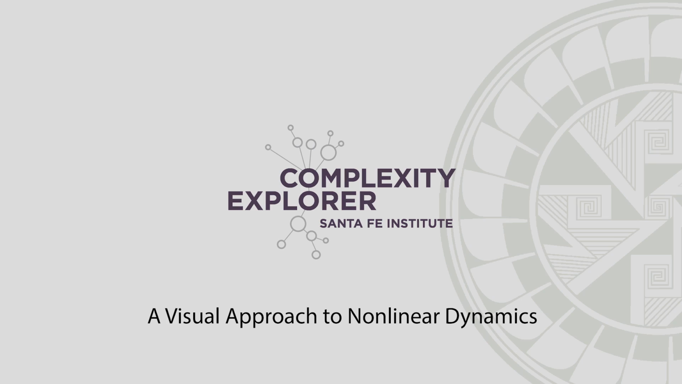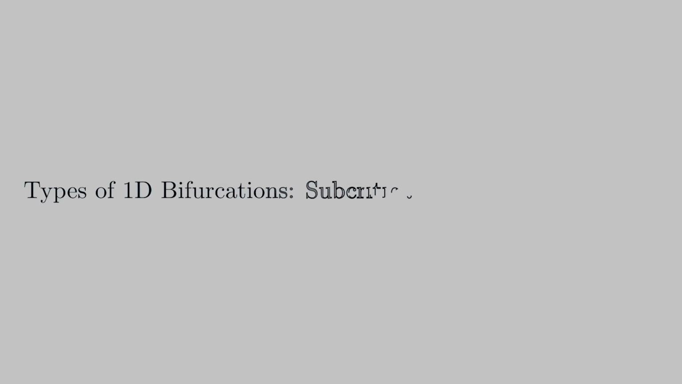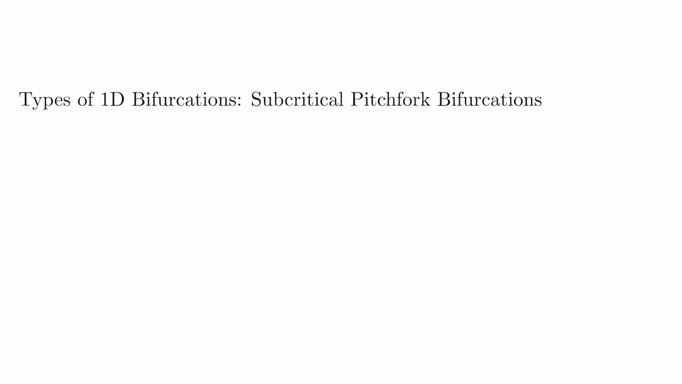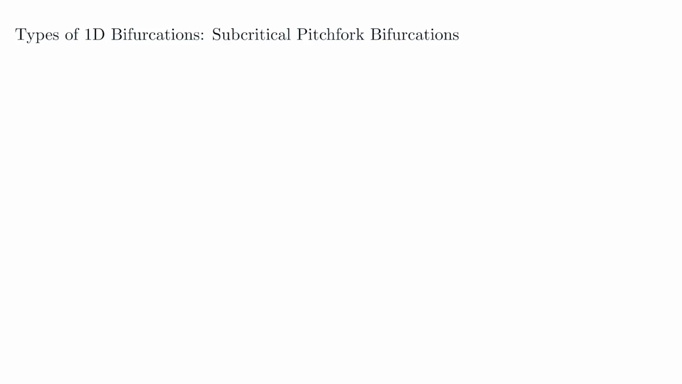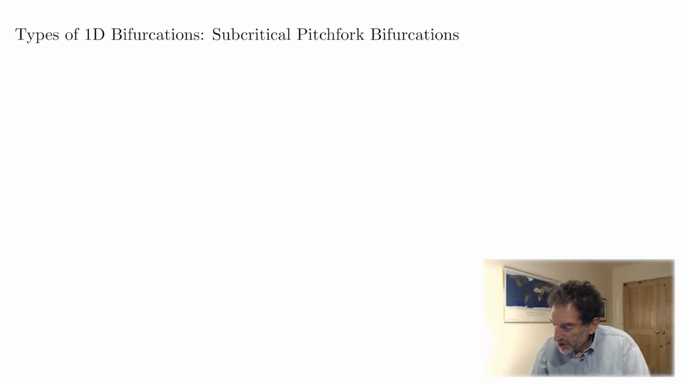The next type of bifurcation that I'd like to present is known as the pitchfork bifurcation. In fact, there are two different types of pitchfork bifurcations, and I'll first focus on the subcritical pitchfork bifurcation. Such a bifurcation arises in a generic way in the following equation of motion: x dot is equal to rx plus x cubed, where r is the control parameter in the system.